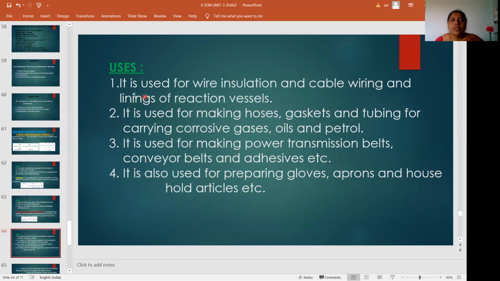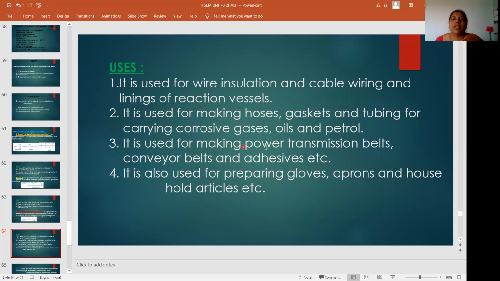Then come to the uses. It is used for wire insulation, cable wiring, and linings of reaction vessels. We use those linings in laboratory reaction vessels. It is used for making hoses, gaskets, and tubing for carrying corrosive gases, oils, and petrol. Hoses are very long pipes. Gaskets are, for example, pressure cooker washers, and tubing means piping for carrying corrosive gases, oils, or petrol from one place to another.